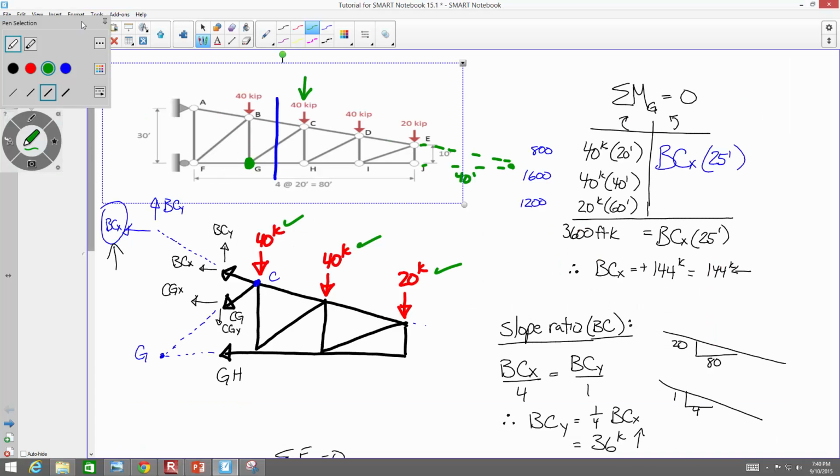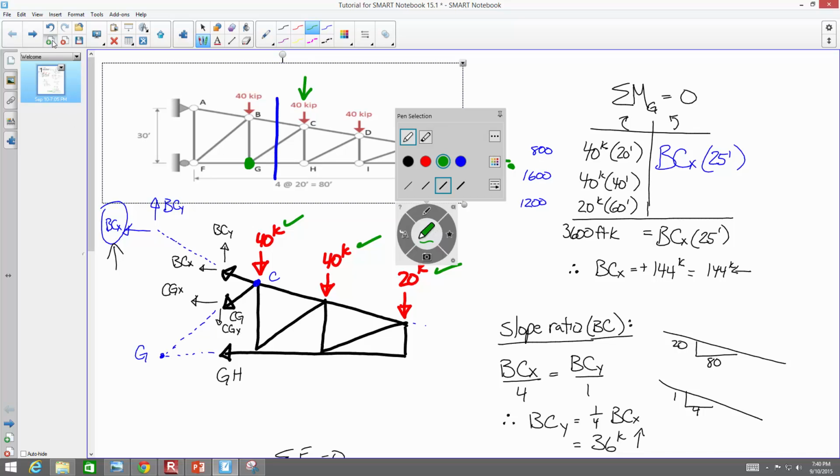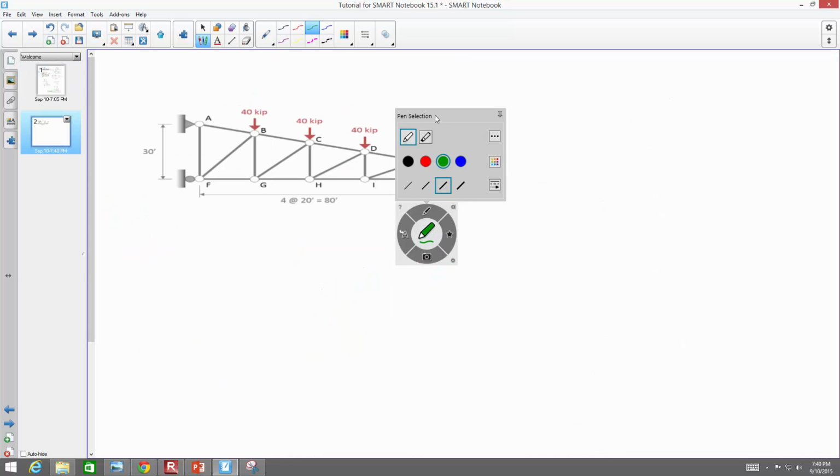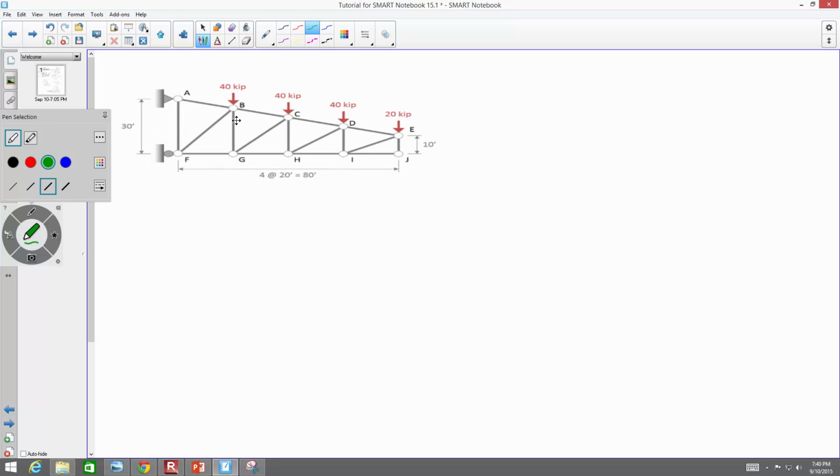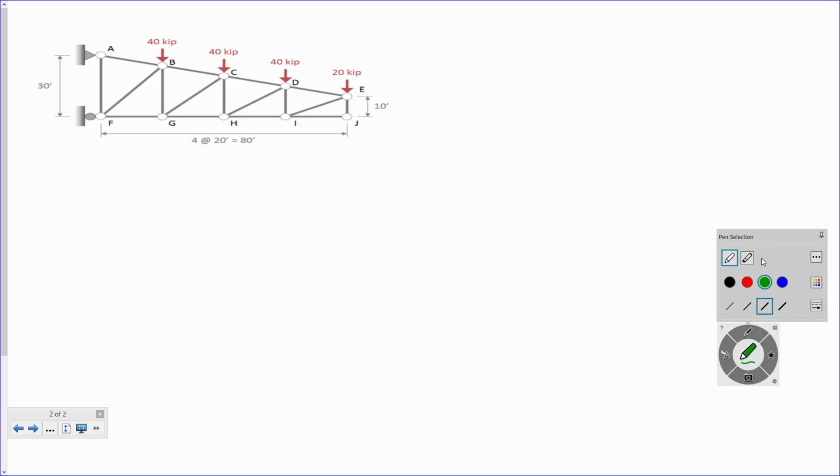Yeah. So let me do this. Let me make another page. Okay. That one's getting kind of messy. All right. So I'm still going to cut a section at the same place because I'm still after CG. Okay. But here's one point I want to make. Would you agree that each one of these diagonals are at a 1 to 4, all of them?